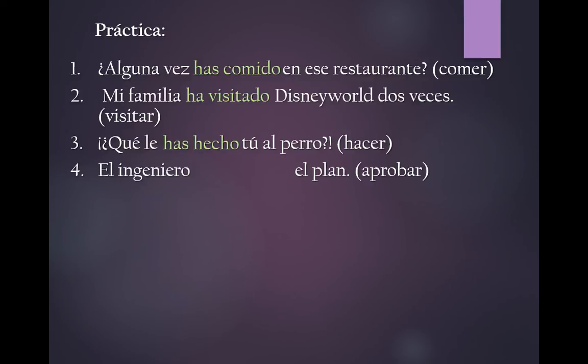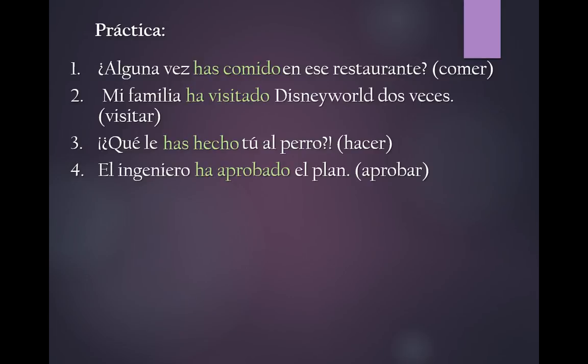So what form of haber would you use with el ingeniero? Well, that's the same as saying he. So he has. What word would that be? Muy bien, that would be H-A, that's the one that goes with he. And the past participle of aprobar, well, that's a nice regular past participle, so you drop off AR, put on ADO. So to say he has approved, we would say, el ingeniero ha aprobado el plan.